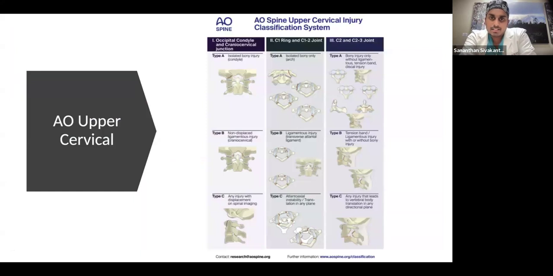So with that, the AO classification adopts these previously named classifications and breaks it down into essentially progressively worsening type A, type B, type C fractures of the occipital condyle, craniocervical junction, the ring and the joint, and finally the C2 as well as the C2-3 joint.